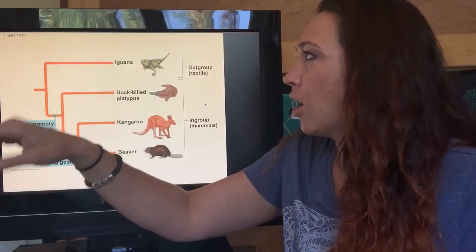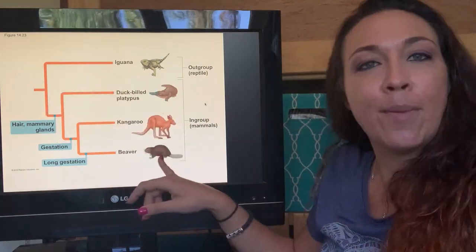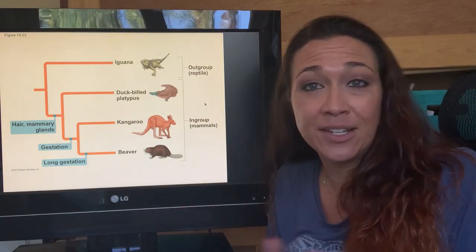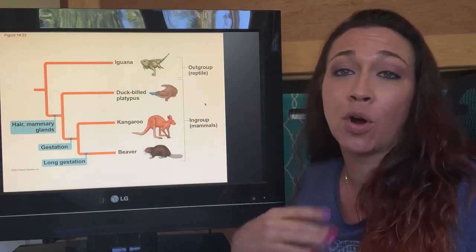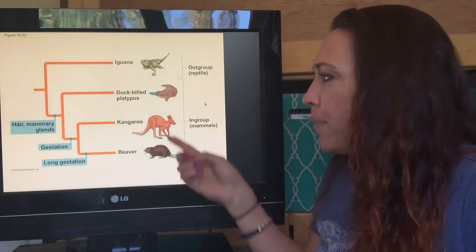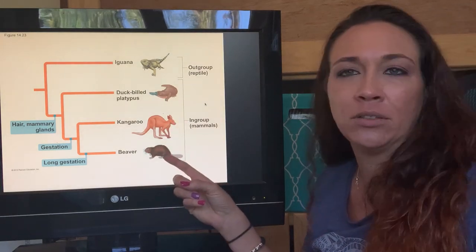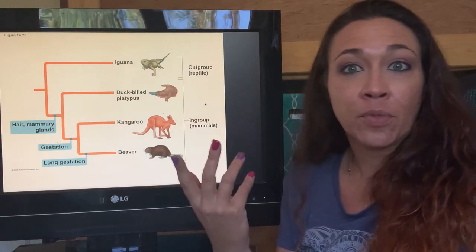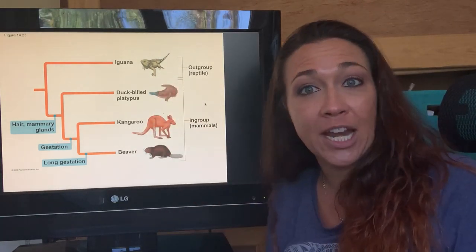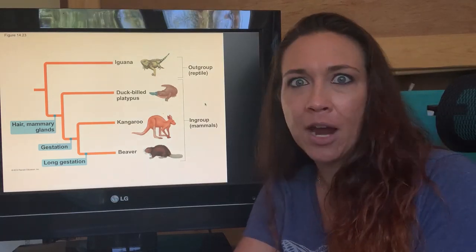So to start off, we have an iguana, right, versus mammals. So of course my iguana is going to be in our outgroup. He's not a mammal, right? He's a reptile, whereas all of these other ones are mammals. Now we know this now, but we didn't exactly know this. So if I were to compare these, I'd look at all of them and okay, well, these three have hair and this guy doesn't. Okay, that puts him in an outgroup and that puts them together in an in-group, right? They all have this characteristic of having hair.